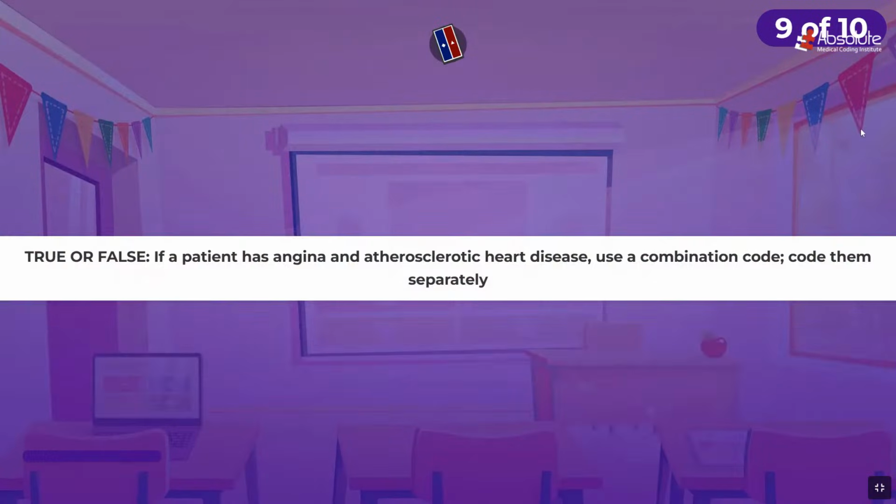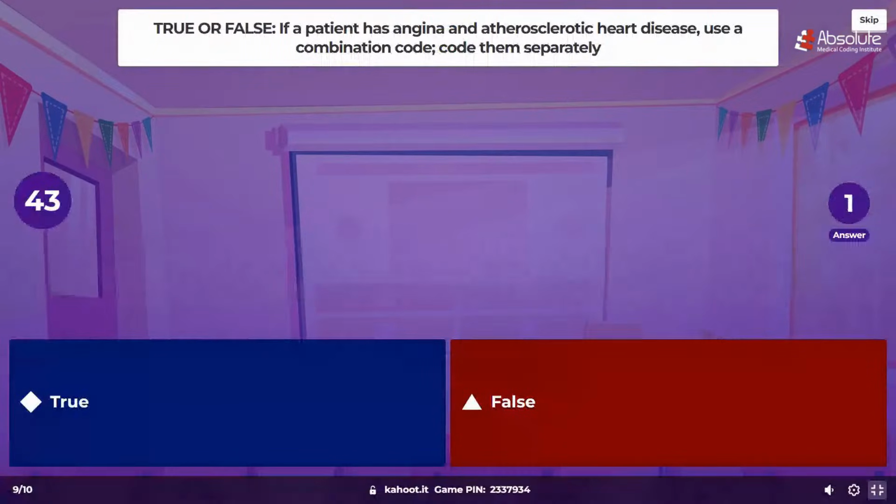All right, another true or false. If a patient has angina and atherosclerotic heart disease, use a combination code, or code them separately. Does that one make sense? True or false? I'll go over that. I don't know if that's worded quite right. That's worded super difficult, so just try your best on this one, guys.